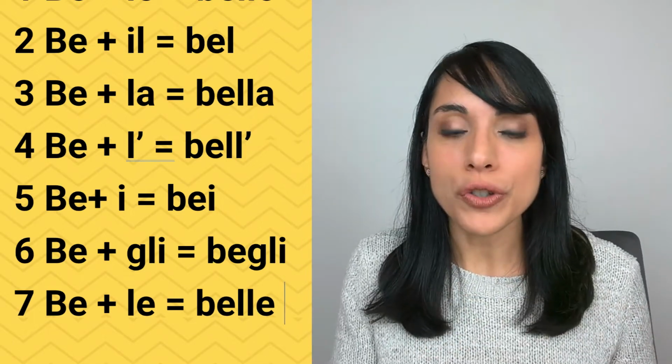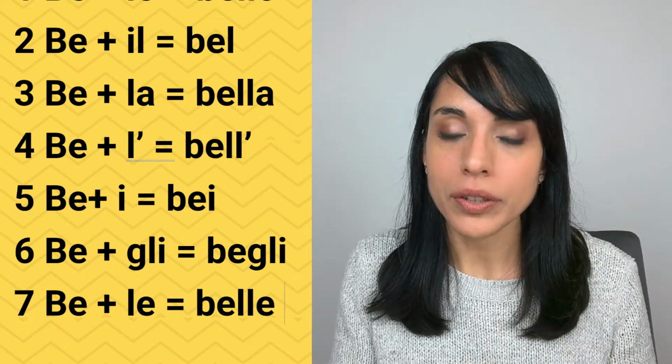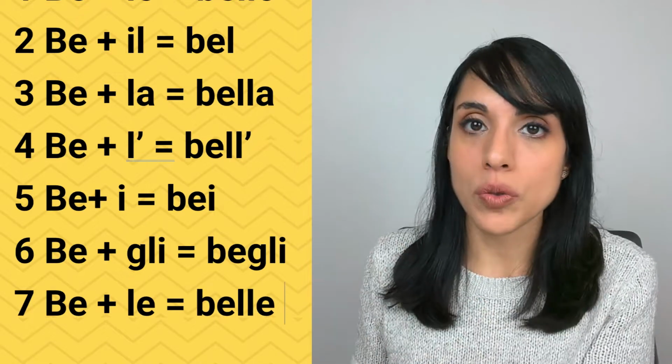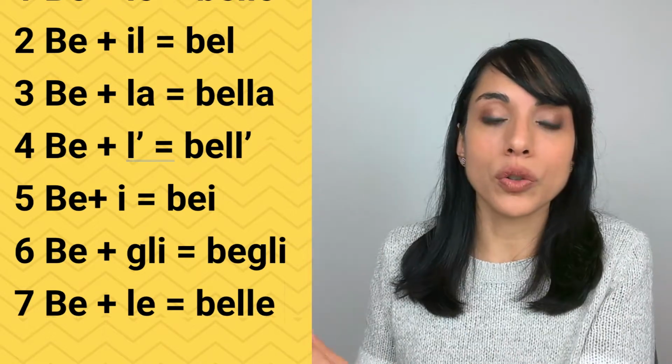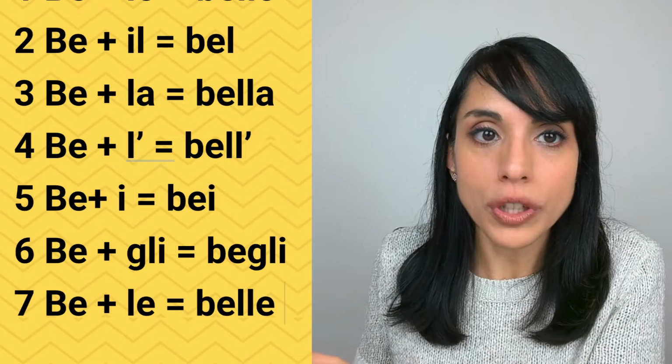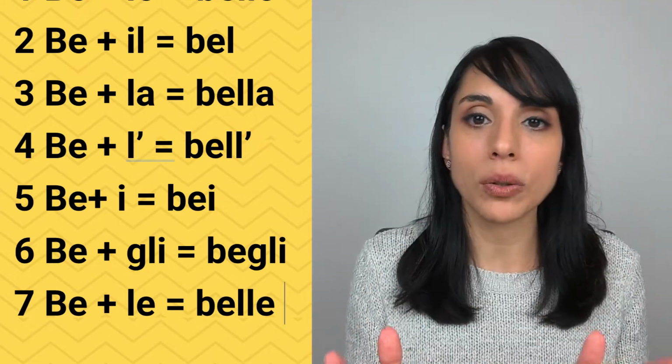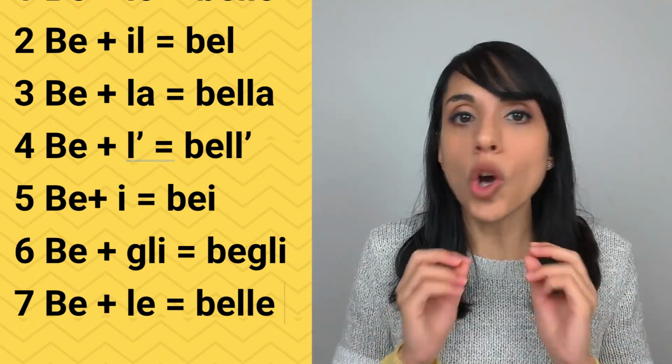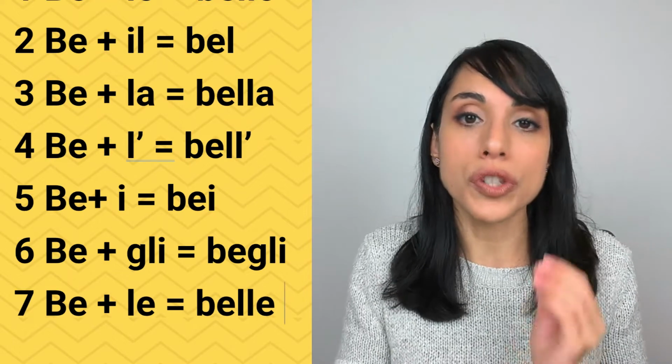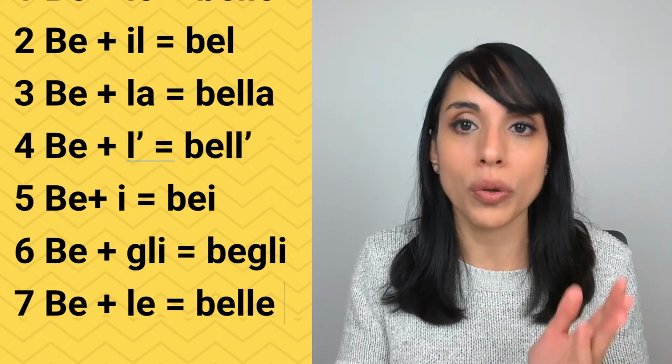So these are the 7 versions. How do you pick the right one? You pick the right one depending on the next word. Depending on what article would go with the next word, you will pick the ending of bello. So as you can see, knowing your definite articles is crucial to use bello correctly.